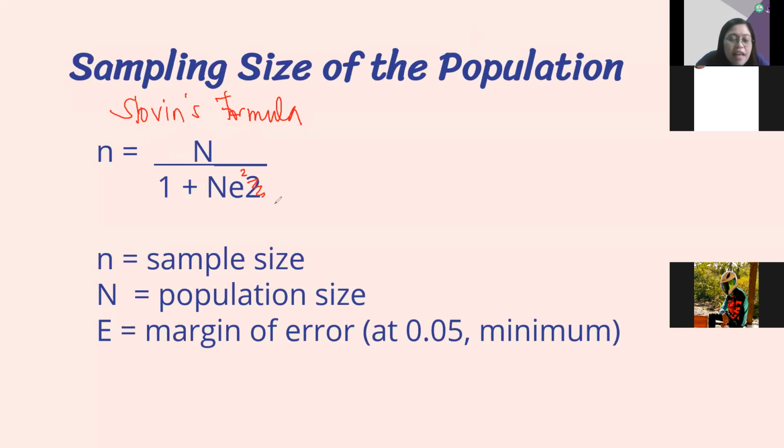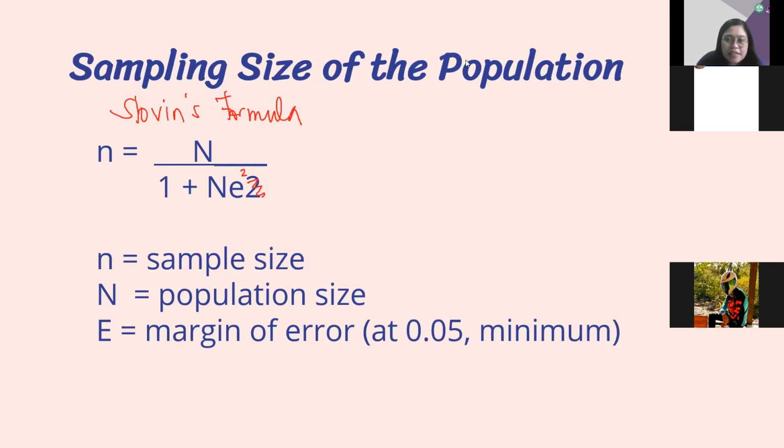Iko-compute natin yan siya. The population size, kayo mismo yung kukuha niyan. You can get that from the PSA, or if not, then you can explore sa internet. Baka merong mga websites na meron silang data for the population, for the number of individual sa population ninyo. Pwede nyo din yung gawin. And then letter E there is the margin of error.